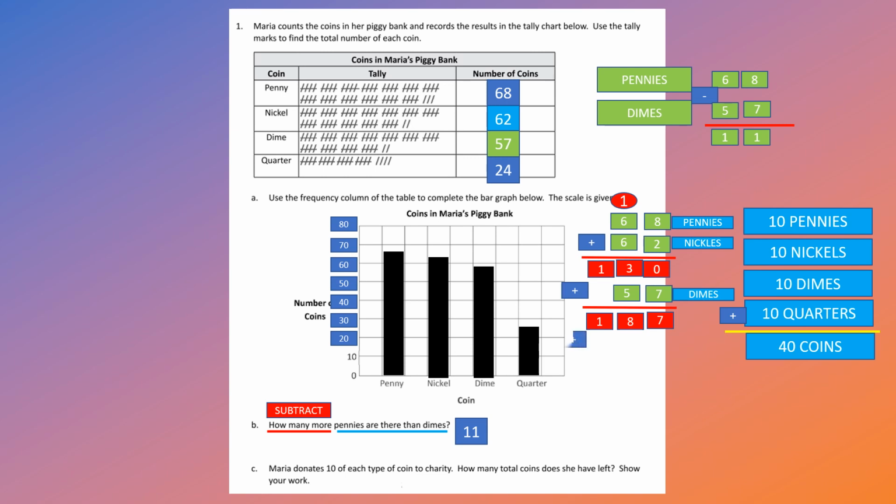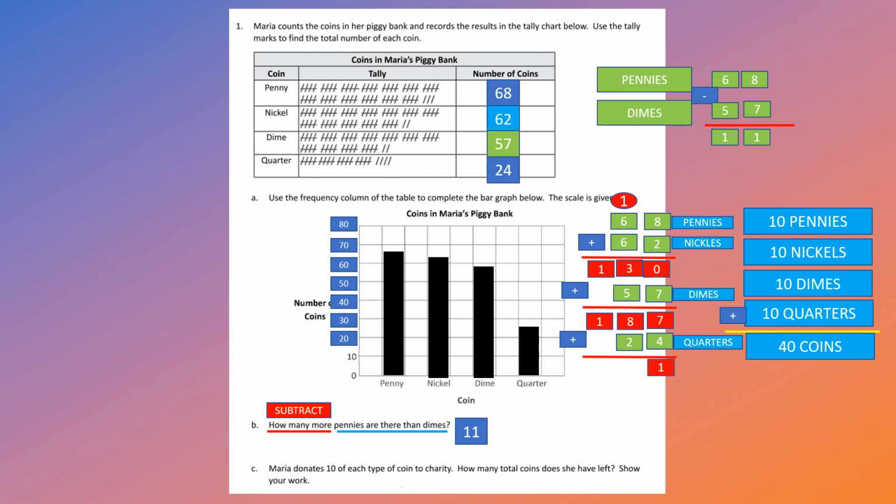And I have 24 quarters. So I'm going to go ahead and add those 24 quarters to my answer of 187. Once I add my quarters in, I'll have added all 4 types of coins together to get the total coins that you started with, okay? So what's 7 plus 4?